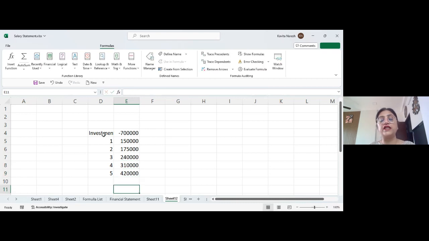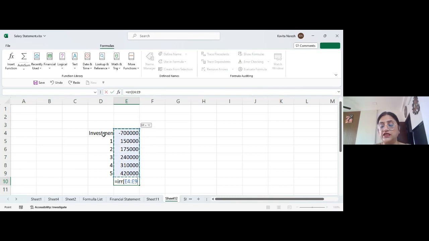Now I want to calculate, suppose the company promises me this kind of return, how much will that be? IRR is equal to IRR. Make sure you are writing it this way, in continuation. Your IRR is 20%.